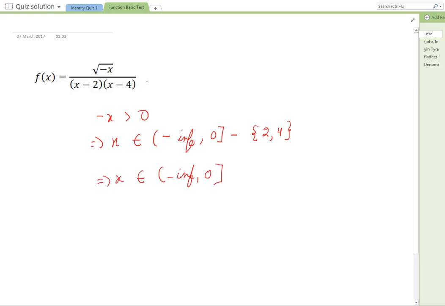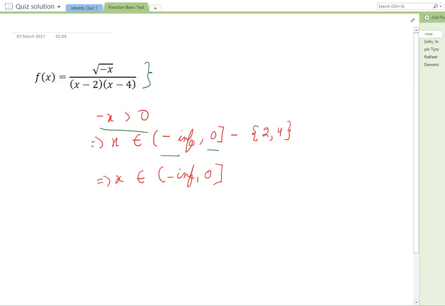So the first question, we want to find the domain of the given expression. The only restriction we have here is that there is a minus x under the root sign. So the number under the root sign cannot be negative. So minus x needs to be greater than or equal to 0, which means x will be between minus infinity and 0, including 0, because 0 can be there within the root sign.